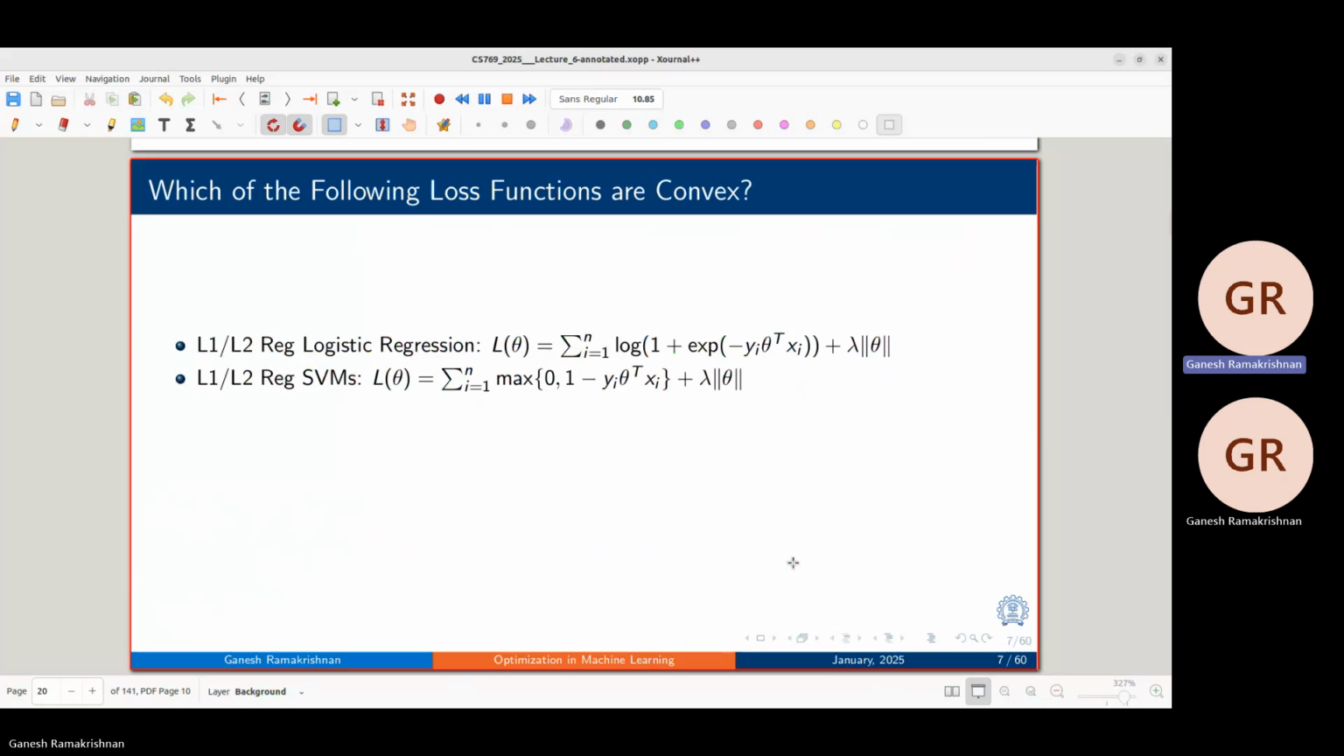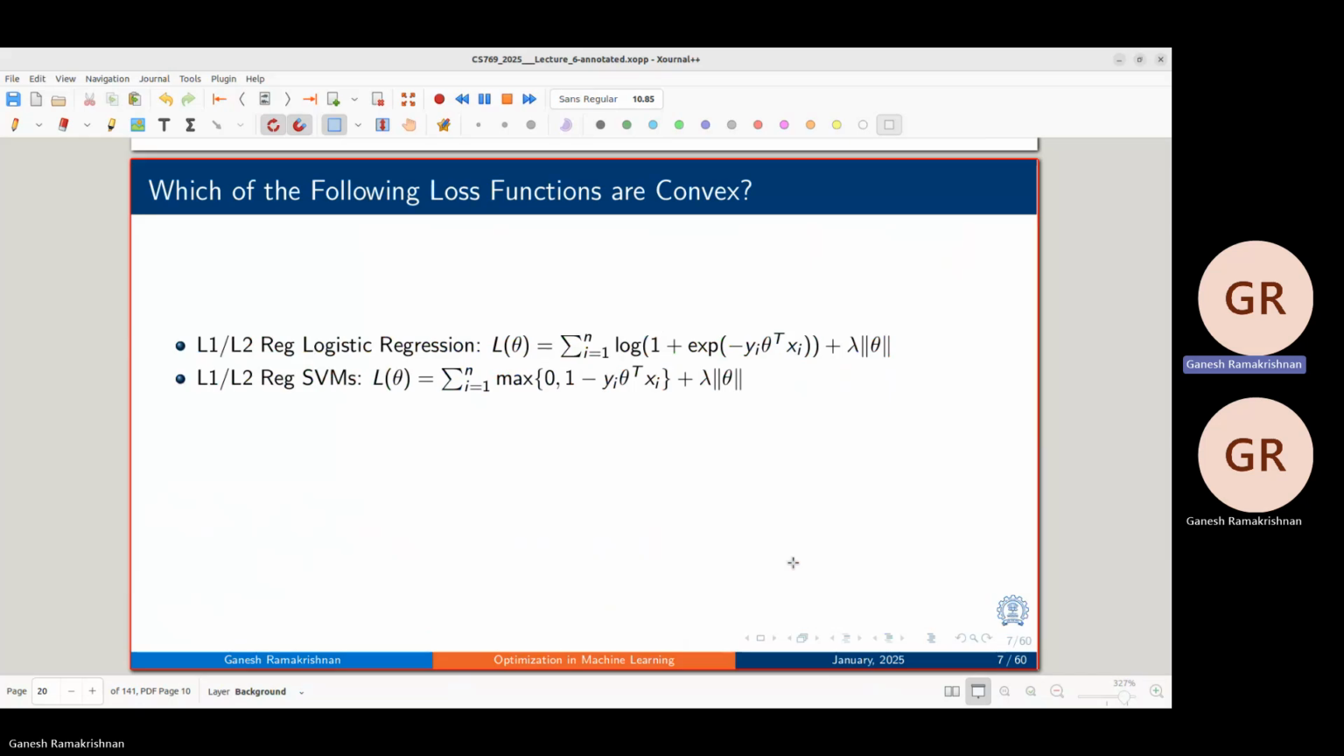Okay. So next, L1 and L2 regularized SVMs. Are they convex, strongly convex? Any property that we have shown, any property from the calculus of convexity that we can invoke? Yes, something sitting right on the board here.